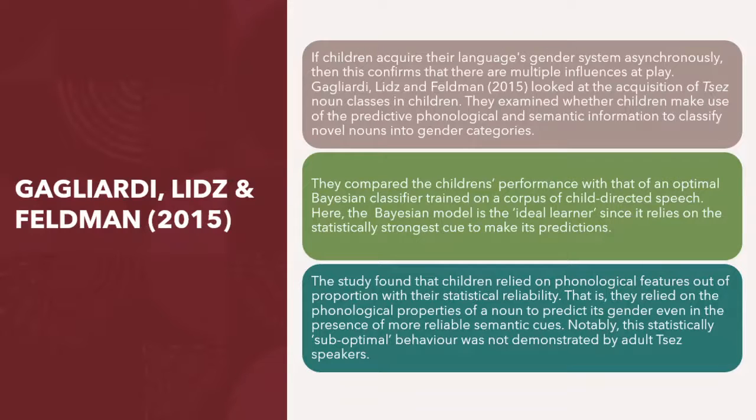Gagliardi, Lidz, and Feldman in 2015 looked at the acquisition of Tsez noun classes in children. Their goal was to examine whether children can make use of the predictive phonological and semantic information to classify novel nouns in the Tsez language into its gender categories.